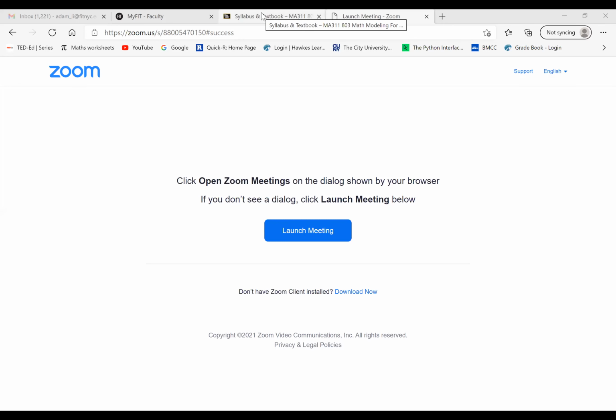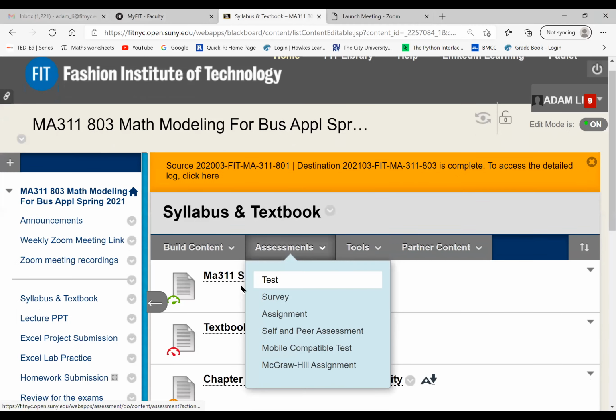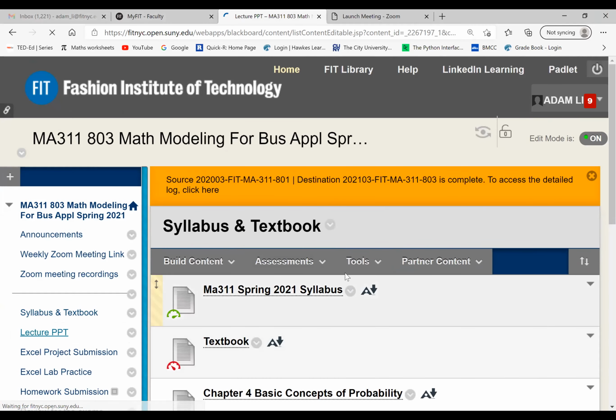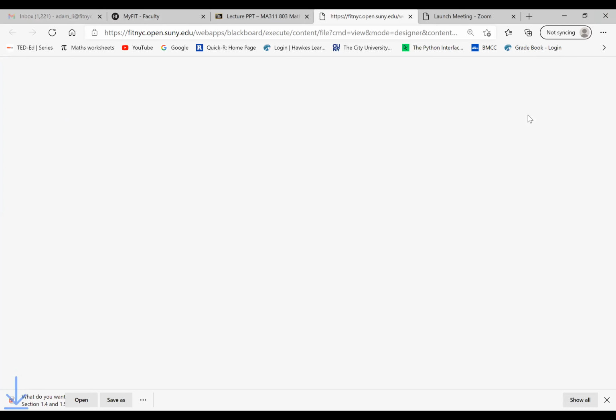All right, so we're gonna take a look at sections 1.4, 1.5 today, as well as 1.6. I want you to open the PowerPoint from the Blackboard course. Then we're going to talk about some linear functions, and also the applications, mathematical models built based on linear functions.